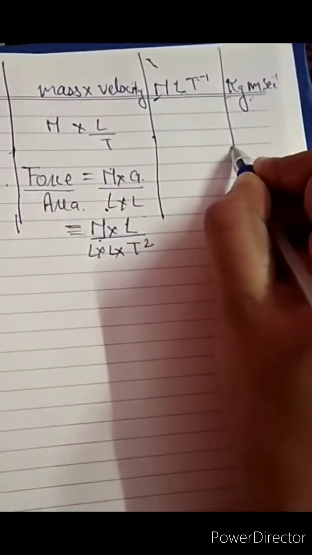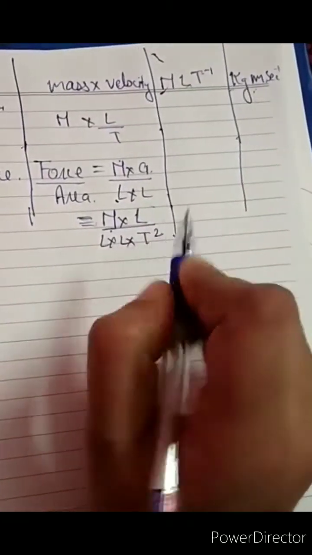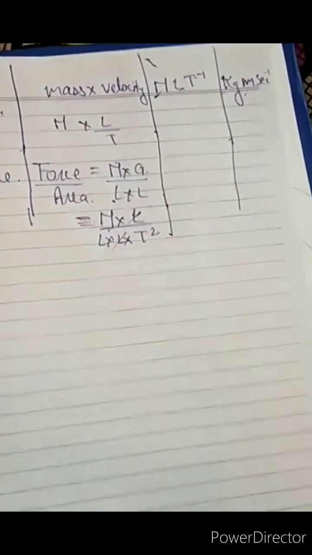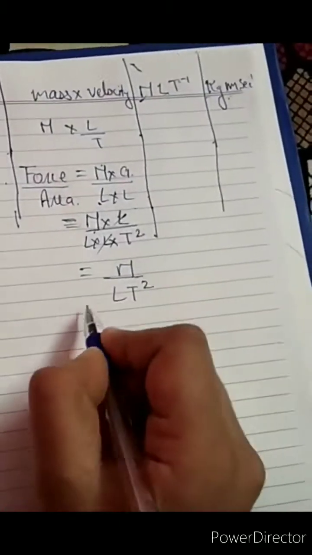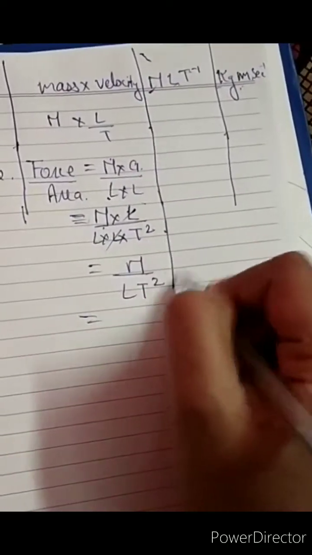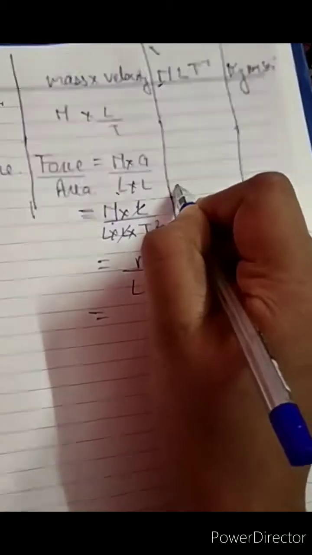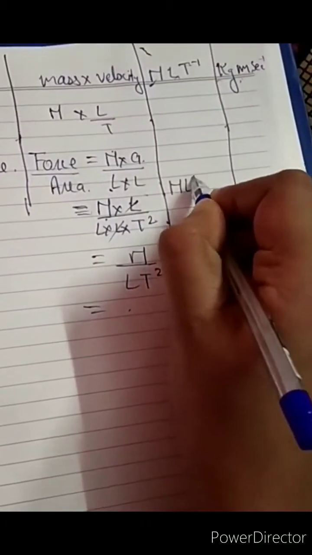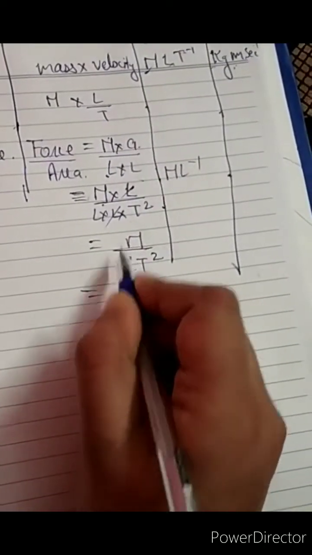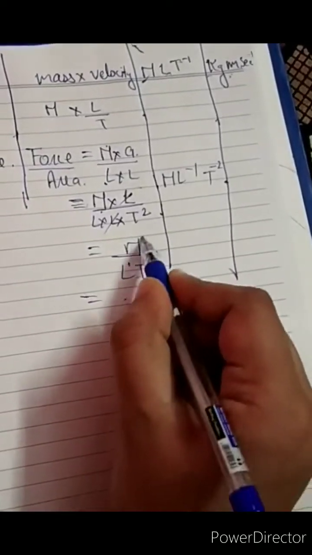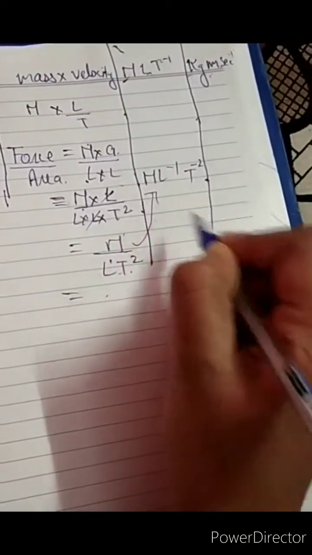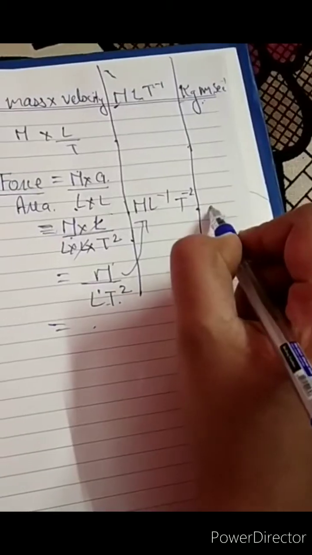Can I write it in dimensional formula? Yes, I can write. Look, can I cancel L into L? Yes. So what I'm left with now is M L upon T square. Can I write it like this, M L to the power minus 1? It is plus 1 over here. When T goes to the numerator it becomes minus 2, so T to the power minus 2. Now it is easy to write the SI unit.